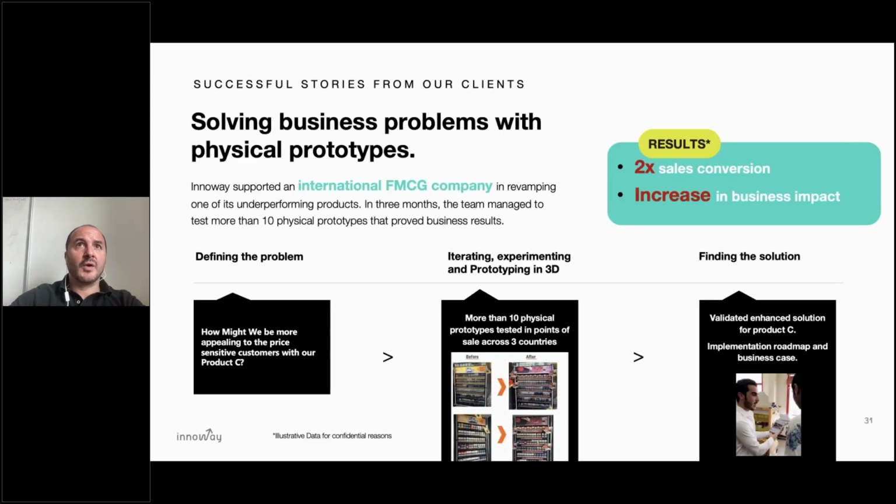And when it comes to the design sprint, we've used it in other areas. In this case, we used it to solve physical problems, where we doubled the sales conversion and increased the business impact. This was for an FMCG company, where we revamped the whole way of selling this particular product.